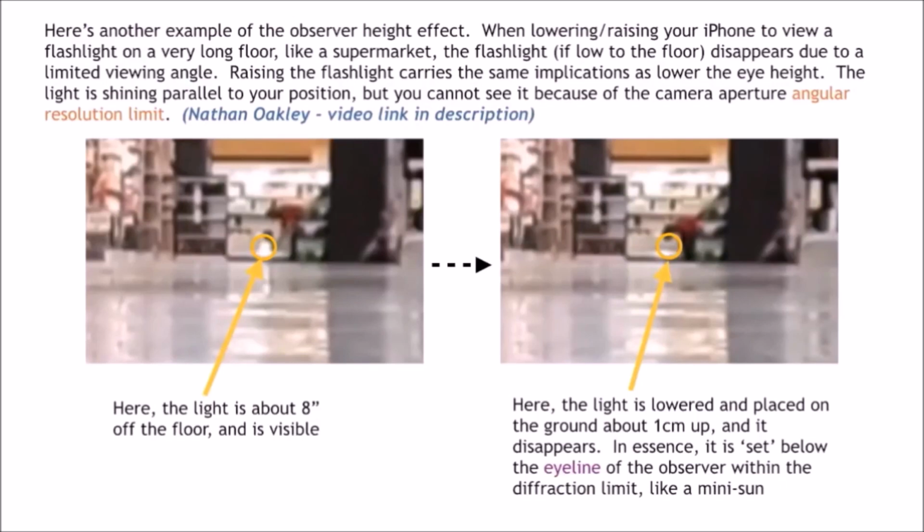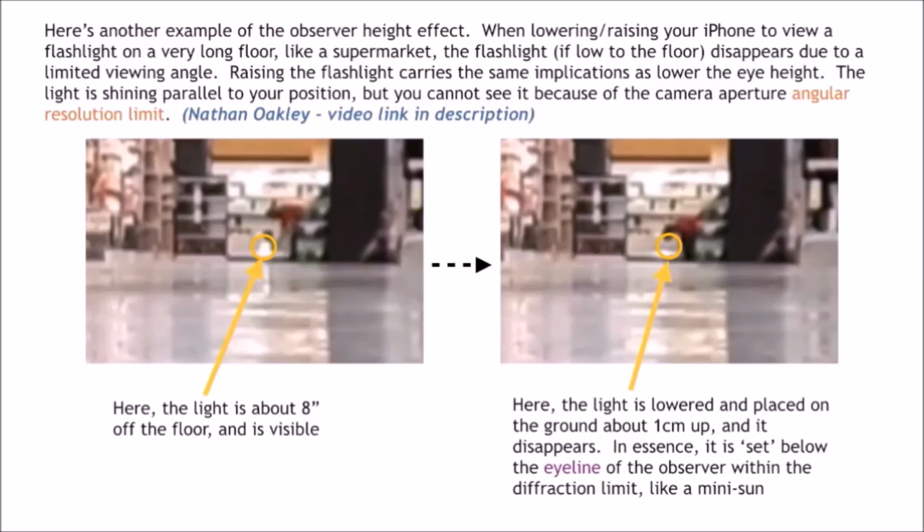So raising the flashlight carries the same implications as lowering your eye height. The light is shining parallel to your position. Keep that in mind. That light is shining essentially in a direct line straight to what you would think would be a direct line straight to the phone, but the phone camera cannot pick it up. It cannot resolve the light. It has hit its angular resolution limit.